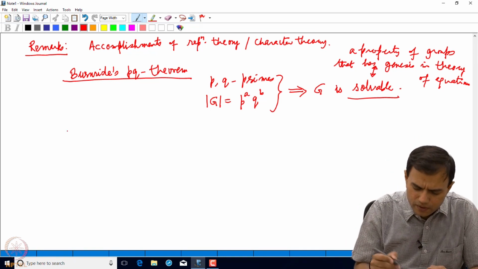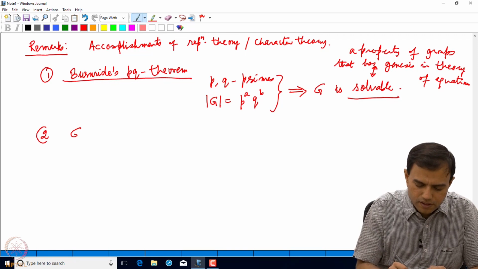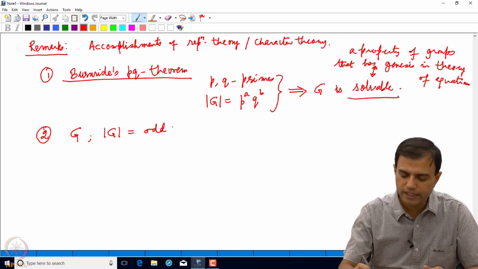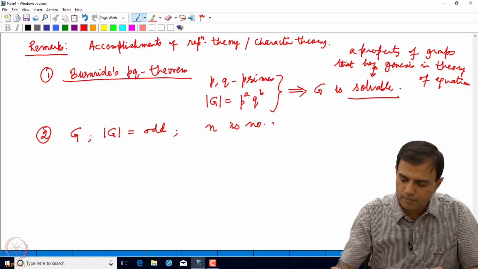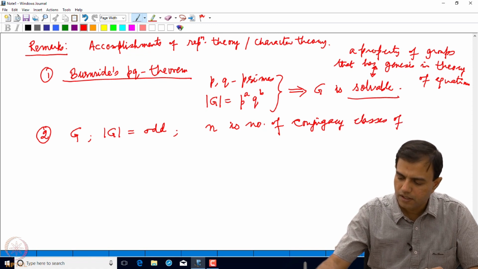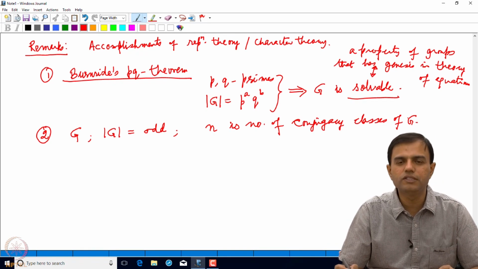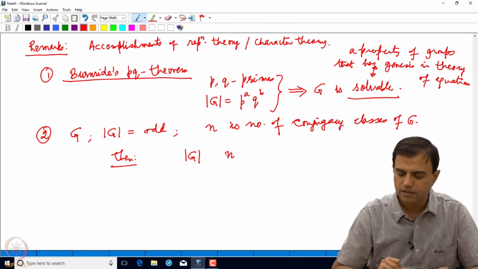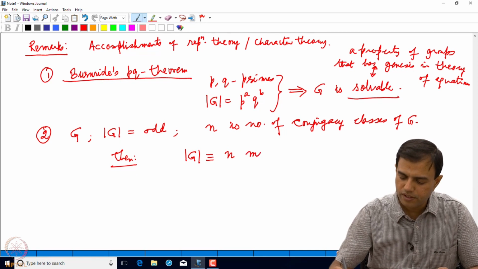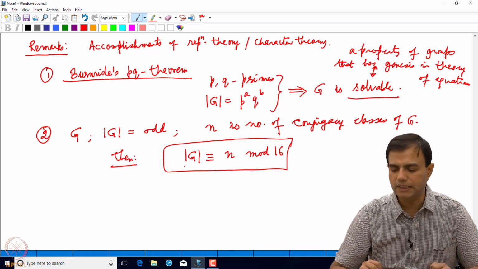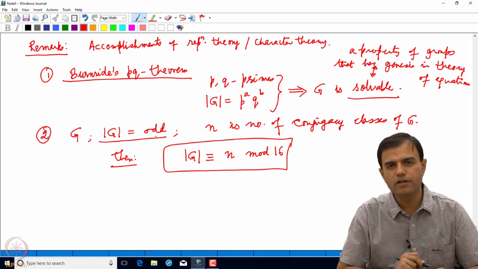Another interesting problem which I would mention is quite curious. You take G, a group such that the order of the group is odd, and then you say N is the number of conjugacy classes. In general, computing the number of conjugacy classes is not straightforward for a group. The statement is that if you consider the order of G and you consider N, then the order of G is congruent to N mod 16. Quite curious. The difference between the number of elements in the group and the number of conjugacy classes is always divisible by 16, provided the order of the group is odd.